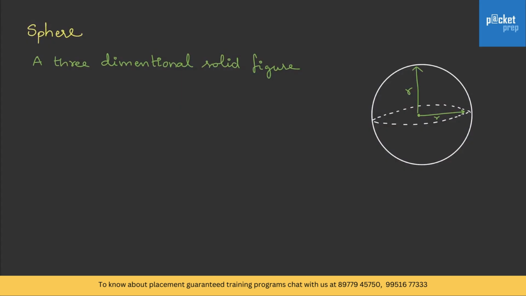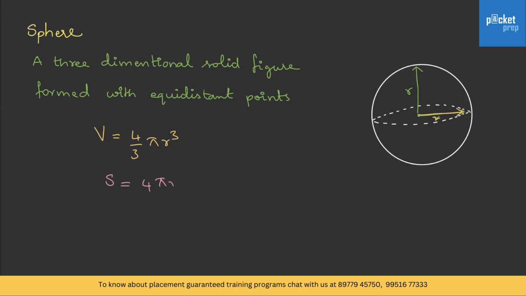It is a three-dimensional solid figure formed with equidistant points. So here we have the diagram of a sphere with the radius to be r. For this, the volume is 4 by 3 pi r cube and the surface area is 4 pi r square. These two formulae are sufficient to solve most of the questions. To understand the application, let's solve the first question.